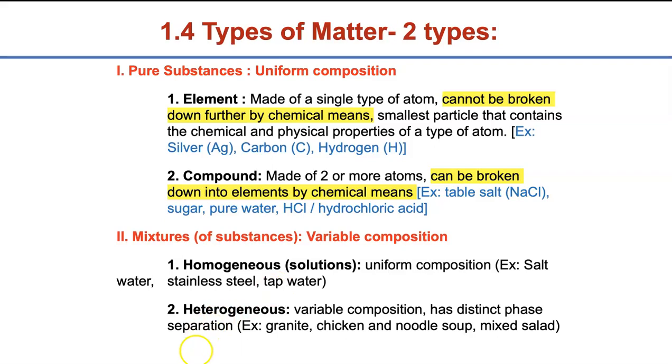And then heterogeneous substances. They have a variable composition. They have distinct phase separations sometimes, like a solution of chicken and noodle soup. If you let it settle, the chicken falls to the bottom. There's a solid phase at the bottom and a liquid phase at the top. Granite is a mixture of different minerals, and you can see patches on it. Those are random depending on the sample.